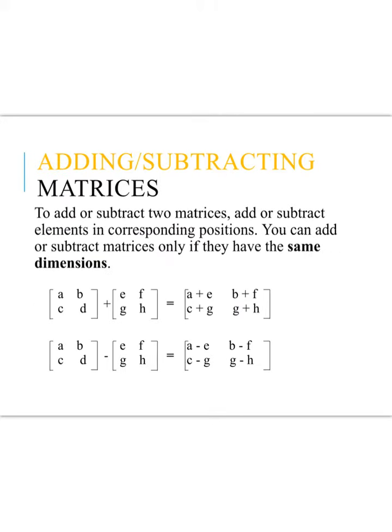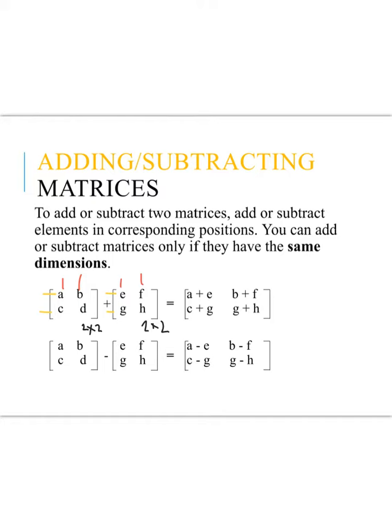So the first thing that we have to look for when we're adding or subtracting 2 matrices is if they have the same dimension. So the dimension of this first one, I have 2 rows and I have 2 columns. So the dimension would be 2 by 2. So this is a 2 by 2 matrix. Okay, and I want to add it to this matrix, and this one also has 2 rows and 2 columns. So this is a 2 by 2 matrix. And because they have the same dimension, we can add them.